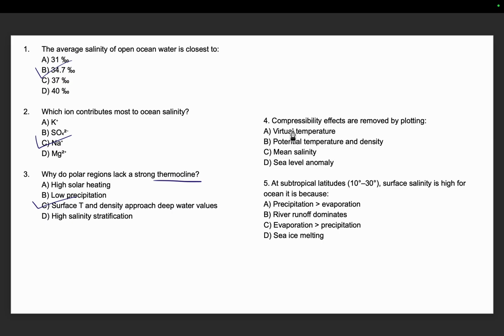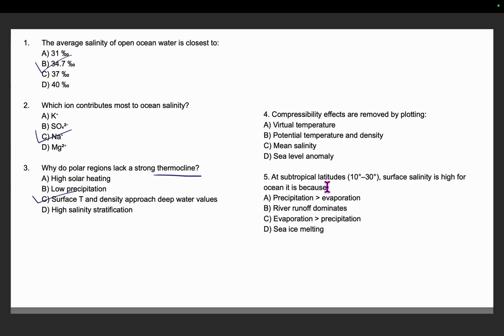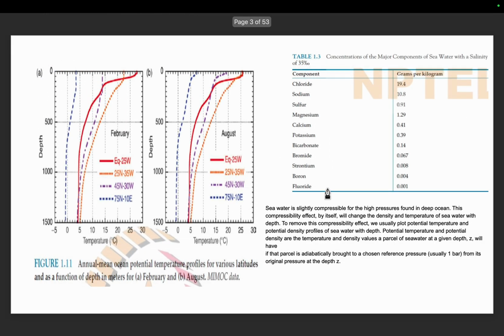Question 4. Compressibility effects are removed by plotting virtual temperature, potential temperature, density, mean salinity, or sea level anomaly. It has been seen in this figure that sea water is slightly compressible for the high pressure found in the deep ocean. This compressibility effect by itself will change the density and the temperature of the sea water with depth.